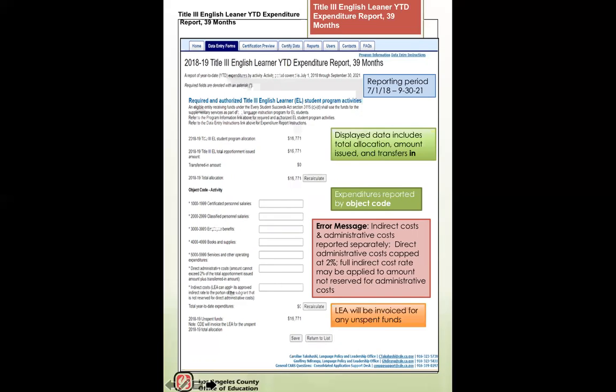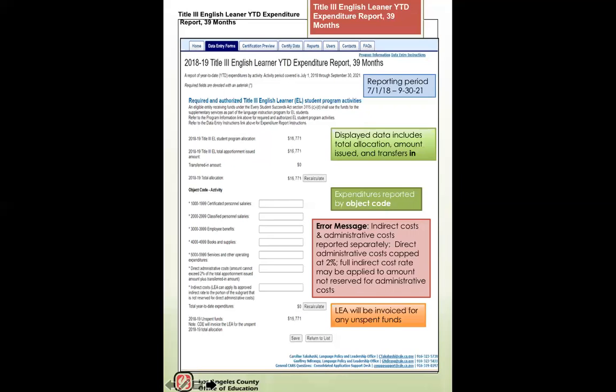Okay, so for those of you who receive Title III immigrant funds, you will have two Title III reports wherever they appear. So for every year that you got the immigrant funds, there'll be an additional report. This particular report is for Title III English Learner funds. So there's two pots, and they trigger two different reports if you get both of them. So just be aware of that, and there are some slight differences in the reporting.